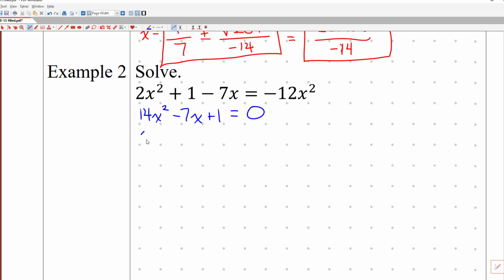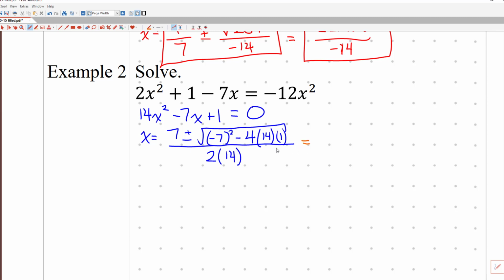and plug it in. So x is equal to negative B, so negative times negative 7 is positive 7, plus or minus the square root of B squared, so negative 7 squared, minus 4AC, well A is 14 and C is 1, all over 2A, so all over 2 times 14. Okay, and there it is. I just have to simplify it a little bit.